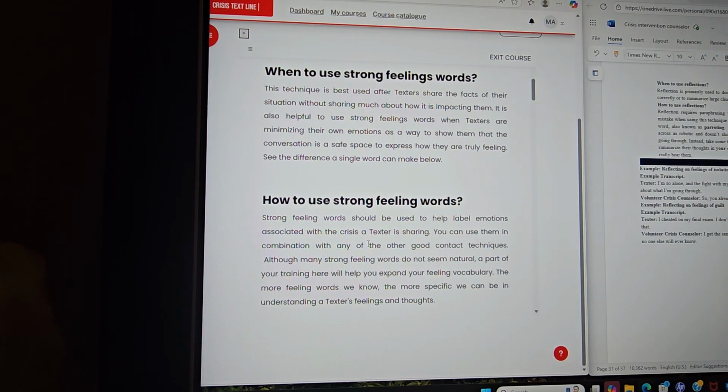How to use strong feeling words. Strong feeling words should be used to help label emotions associated with the crisis the texter is sharing. You could use them in combination with any other contact techniques. Although many strong feeling words may not seem natural, part of your training is to help you expand your feeling vocabulary. The more feeling words we know, the more specific we can be in understanding texters' feelings and thoughts.